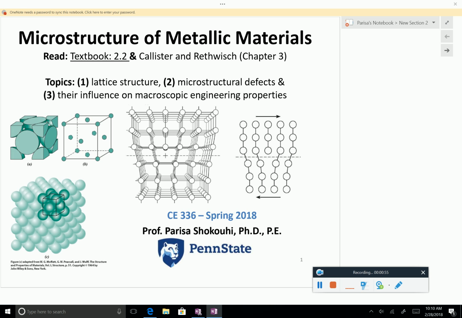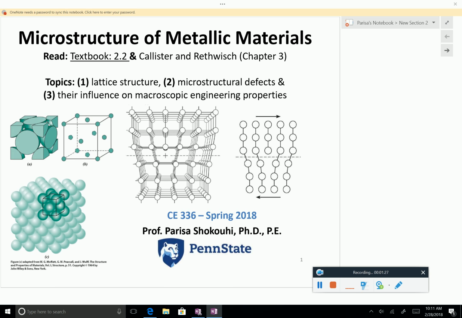In terms of reading, the textbook has a small section, 2.2. The other book, which is on the syllabus, has chapter 3 for more readings. So we want to start with how the structure of the lattice looks, what are the things that can go wrong inside the structure, and what implications we will see in engineering properties.